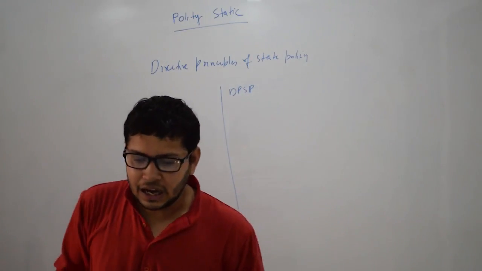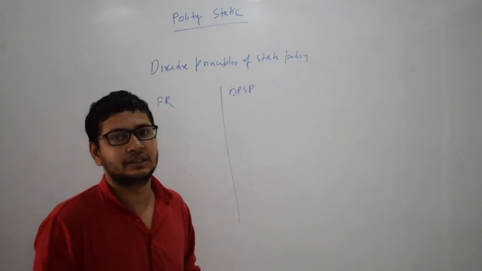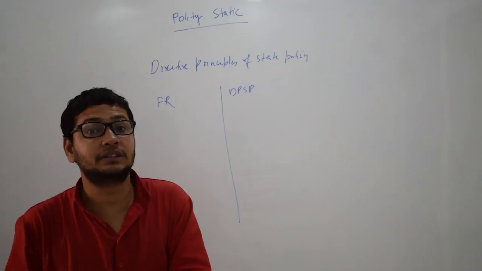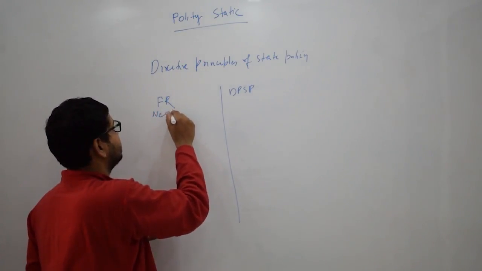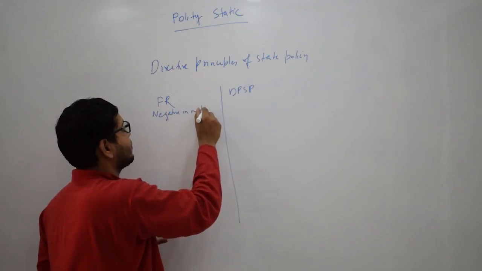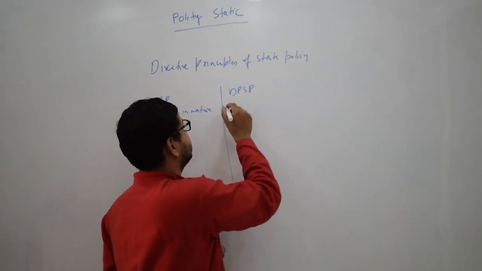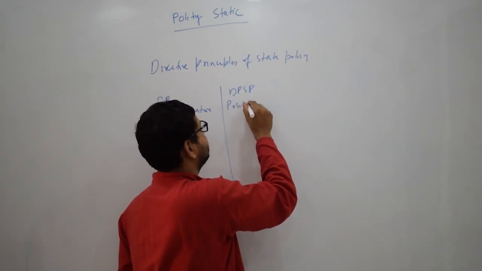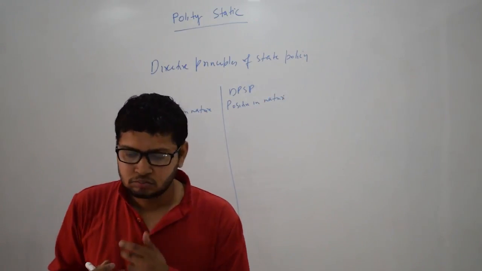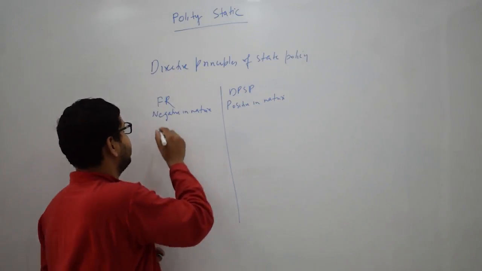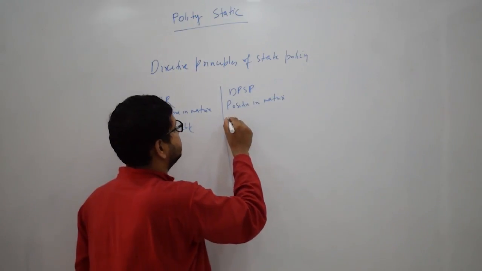So fundamental rights are negative in nature because they prohibit the state from doing certain things, right? Prohibits from discriminating on the basis of caste and creed. So it's negative in nature. While DPSP are positive in nature. Secondly, fundamental rights are justiciable, while DPSP are not justiciable.